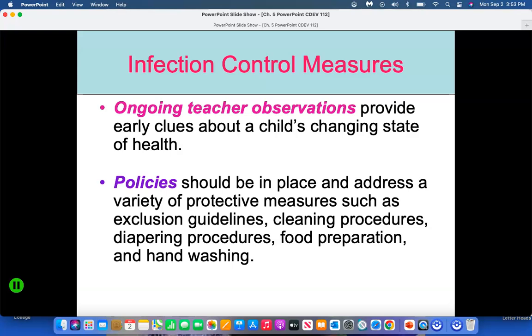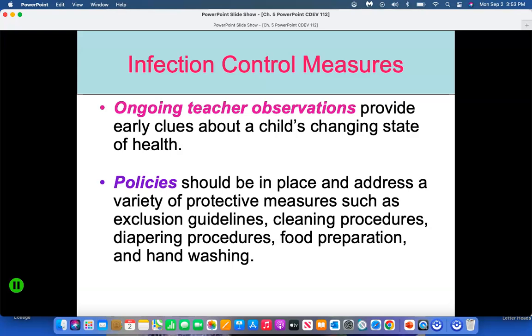For example, if a child's sick, what do you do? Do they go in a room alone with a supervised aide or teacher? Are they called home to get picked up? Is there a certain number of days before they can come back with a doctor's note, etc.?